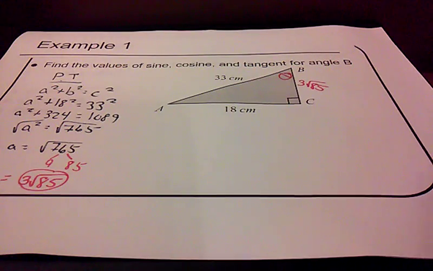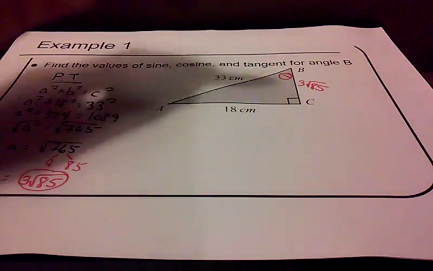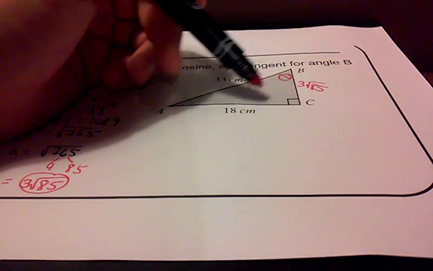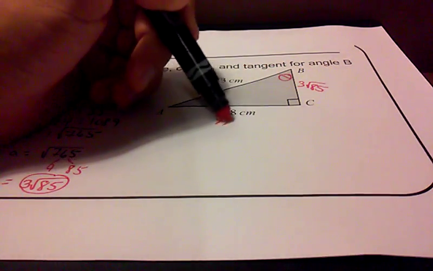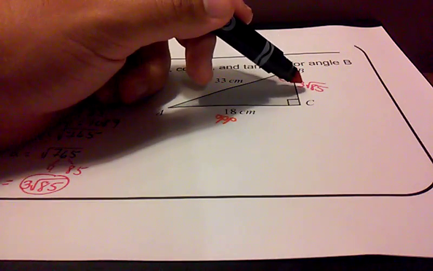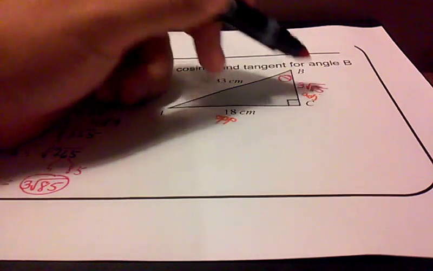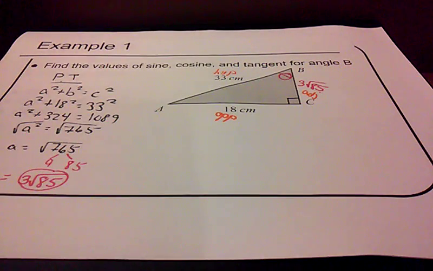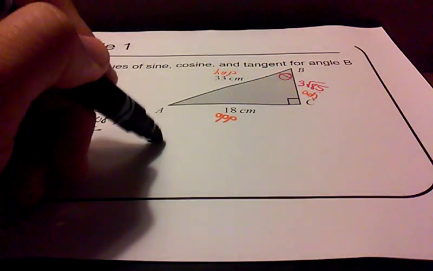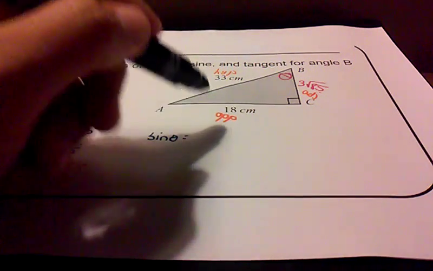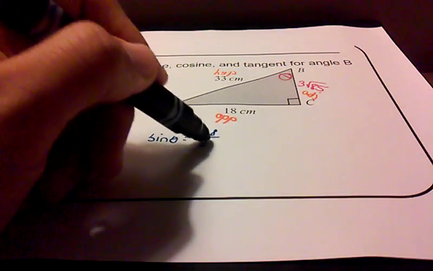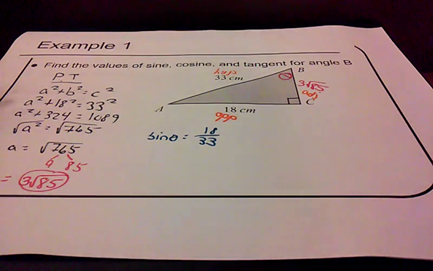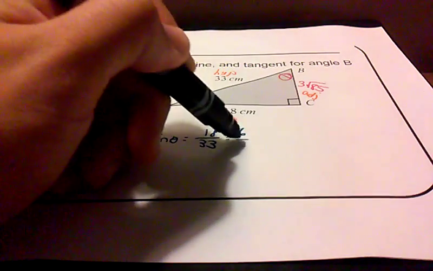Now that I've found that missing side, I can label everything. Since this is my angle, then 18 would be my opposite side. 3 root 85 would be my adjacent side. And then 33, of course, is my hypotenuse. Now, if you remember SOHCAHTOA, sine is opposite over hypotenuse. So sine of angle B would be 18 over 33, which ironically does reduce. You can divide by 3 and end up getting 6 over 11.